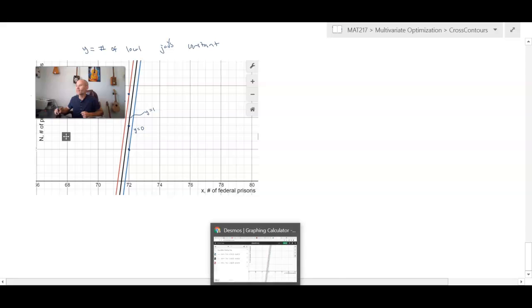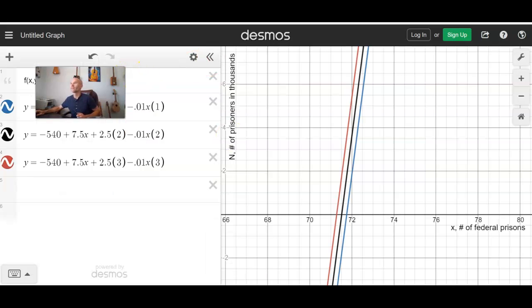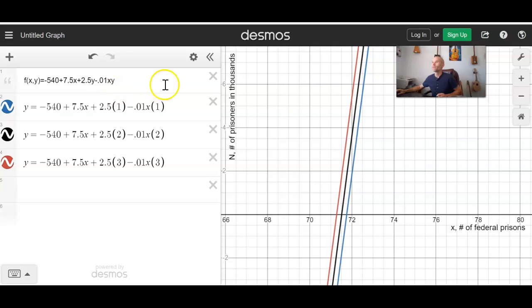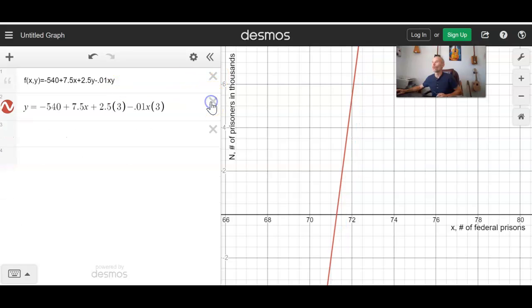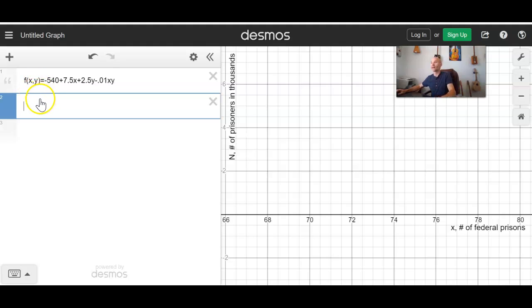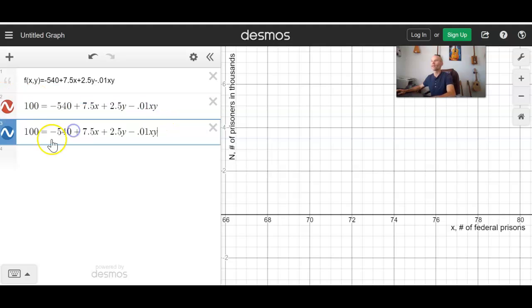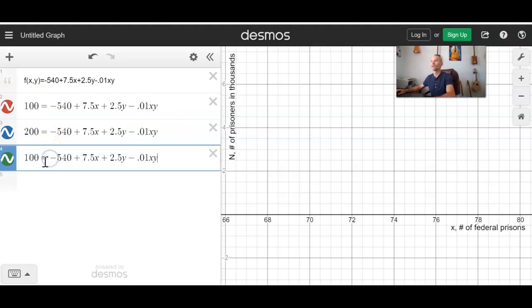Finally, let's take a look at the relationship between x and y while holding z constant. So we want to look at this for 100,000 prisoners. This is a little bit easier to do because now we don't have to be playing around with x and y. Now we're literally looking at x versus y. And we'll do this for 100, 200, and 300.